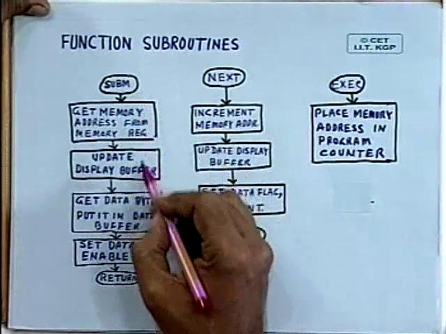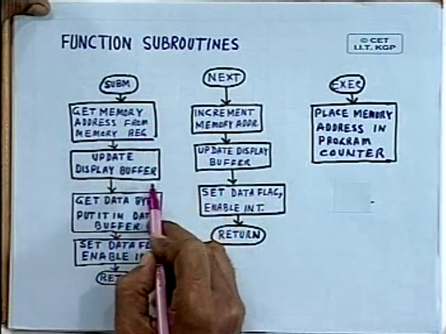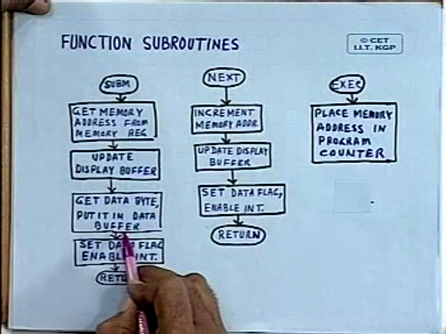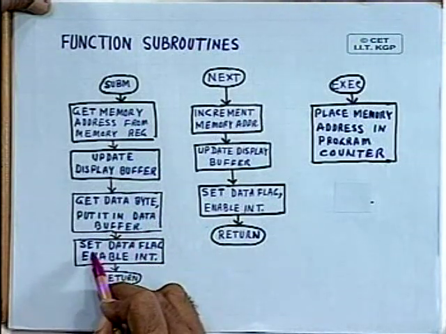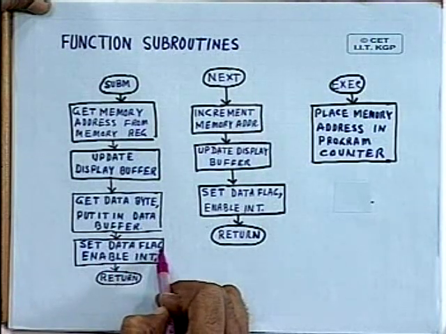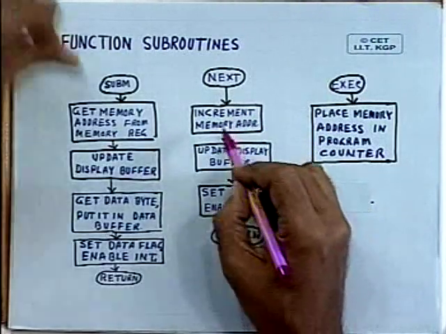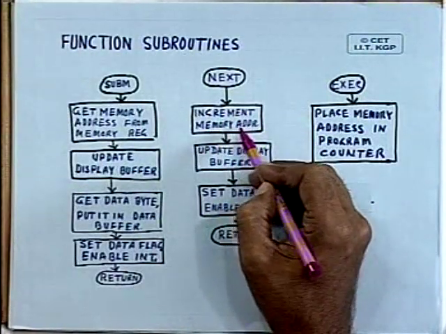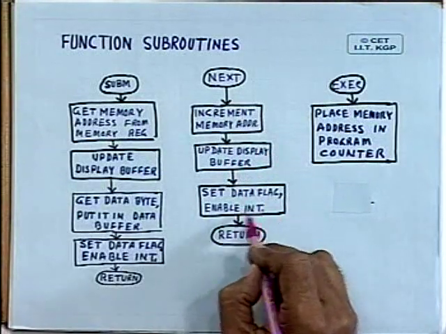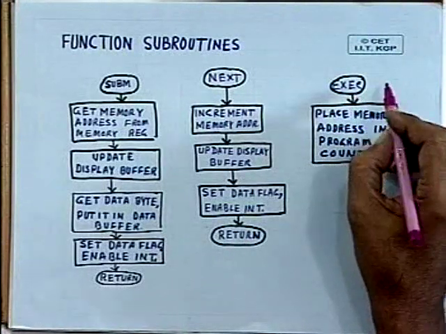In case of substitute memory, you are getting the address one by one from the keyboard. You have to update the display buffer, then get the data byte and put it in the data buffer, set the data flag, enable interrupt, then return. Similarly, in the next function you will increment the address, then update the display buffer, set the data flag, enable interrupt and return.